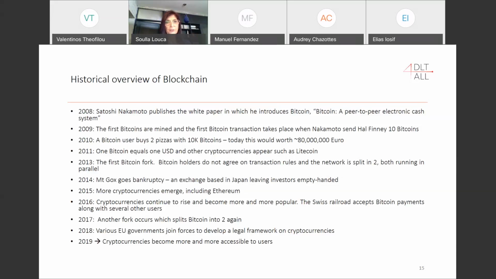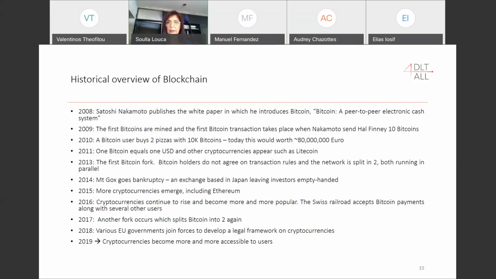In 2010, this part is very interesting. A Bitcoin user buys 2 pizzas with 10,000 Bitcoins. These 10,000 Bitcoins today would be worth something like 80 million euro. At the time, imagine, it was maybe just a few cents for each Bitcoin.